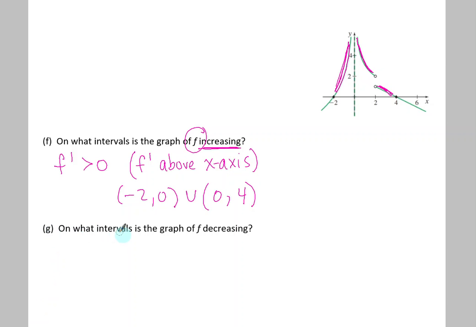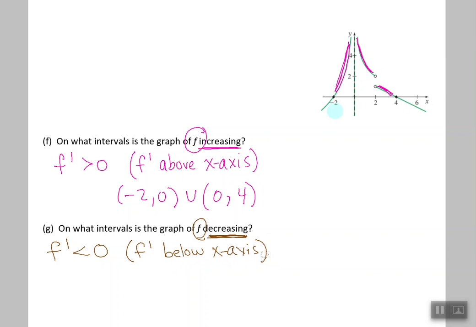G. On what intervals is the graph of f decreasing? So we think where f prime is less than 0. And because we're looking at a graph of f prime, we want to think where f prime is below the x-axis. So I see this section and this section. So on those two intervals, -infinity to -2, union 4 to infinity.